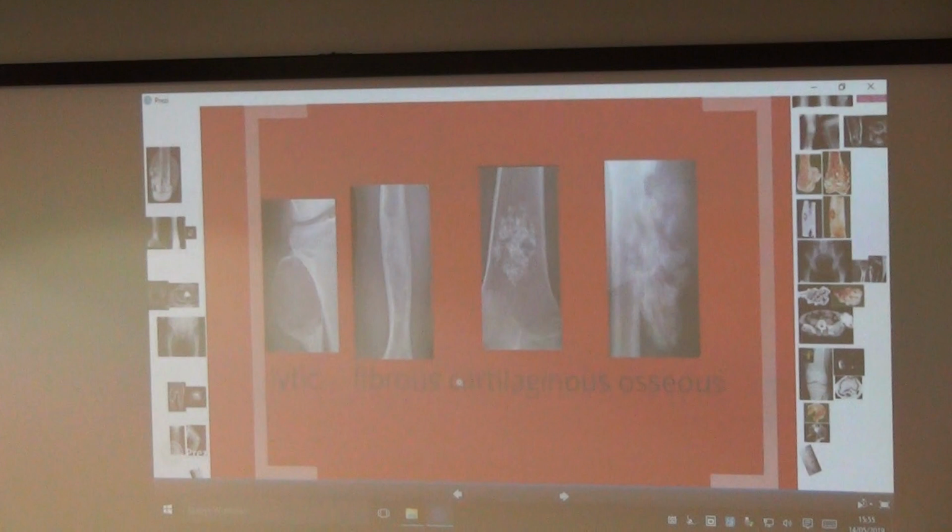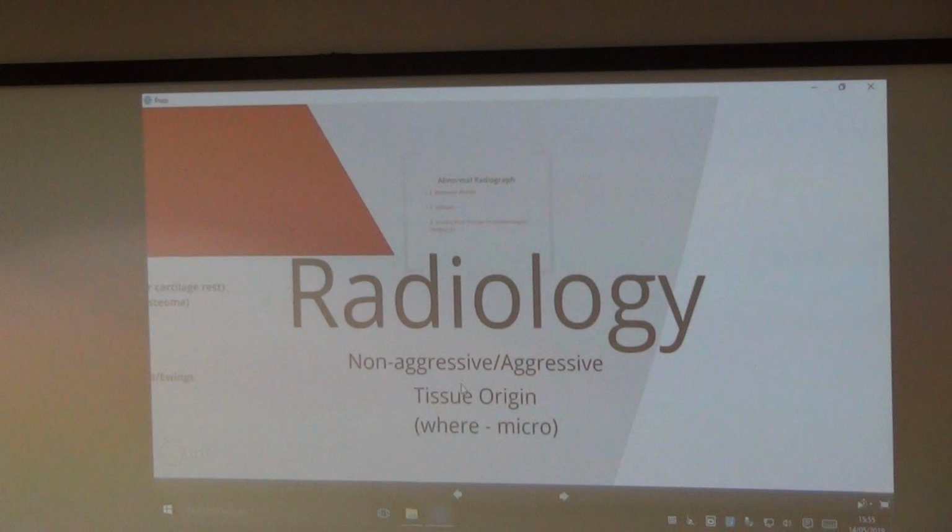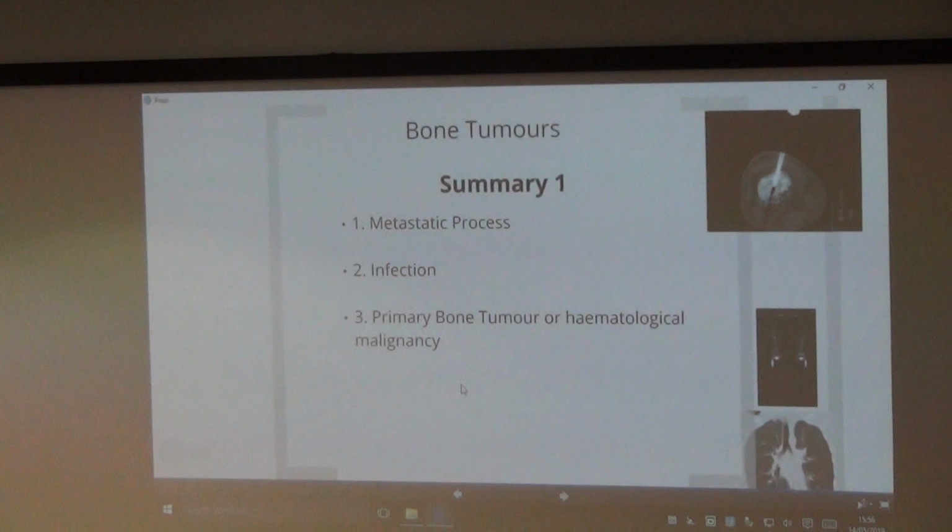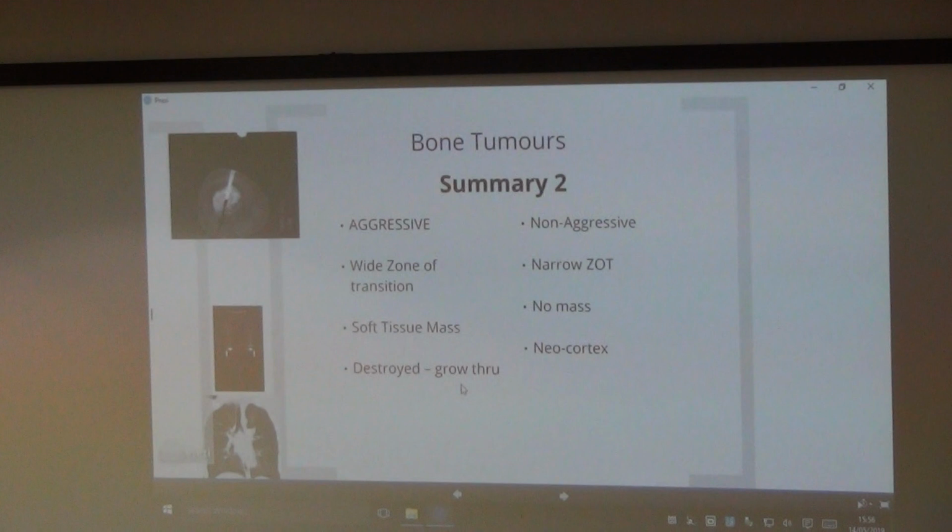So I think we're pulling up. In summary, your radiology is perfect for giving you aggressive and non-aggressive, as well as your tissue buffer region. But in anyone who's over 30, where you do see an aberrant process in pain, I think it'd be prudent to initially present with, well, this could be features consistent with either a metastatic process or infection. If there are those features that we've described, then we can go on to start talking about primary bone tumours or hematological malignancies. And in those, just throwing enough stuff at the wall: wide zone of transition, soft tissue masses, and destroyed bone. Okay, so questions?